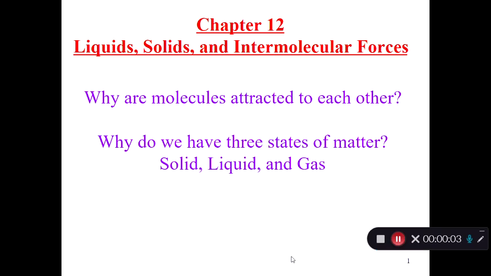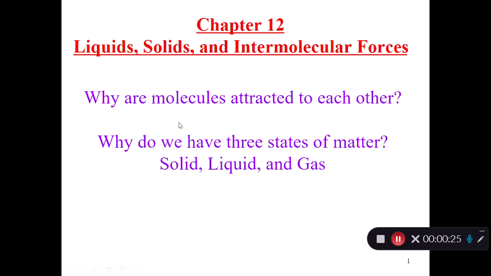Hello everyone. I'm going to talk about chapter 12. In this chapter, we are going to discuss intermolecular forces. Intermolecular forces, or IMFs, are forces that we are going to study for different types of molecules: liquid, solid, and gas.